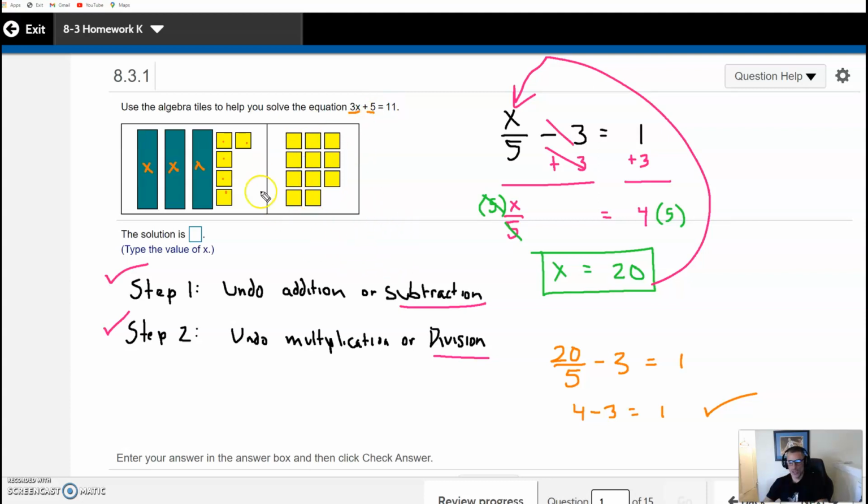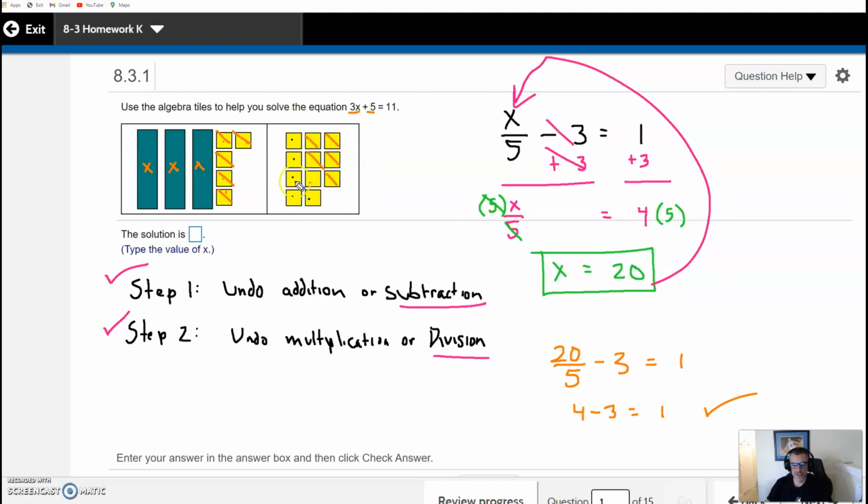And so the way that you would solve this is you say, okay, we undo addition or subtraction first, right? So what if I get rid of 5 from both sides? So I cross off this, cross off this, cross off this, cross off this, and cross off this. Well, whatever I do to one side, I have to do to the other. All right? So I'm going to get rid of 5 over here. 1, 2, 3, 4, 5. So now what am I left with? Well, I'm left with 3 x's and 1, 2, 3, 4, 5, 6. Right?